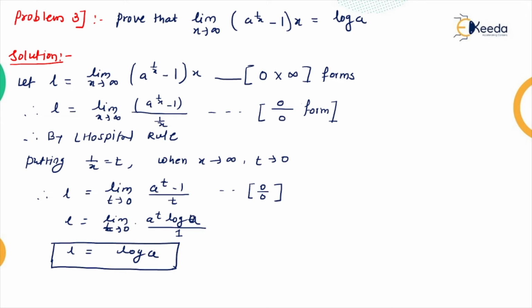So we discussed problem number 1, number 2, and number 3, and the type there is 0 into infinity. Now next we are going to discuss type number 4, examples on type number 4. So what is type number 4? Type number 4 takes the form infinity minus infinity.